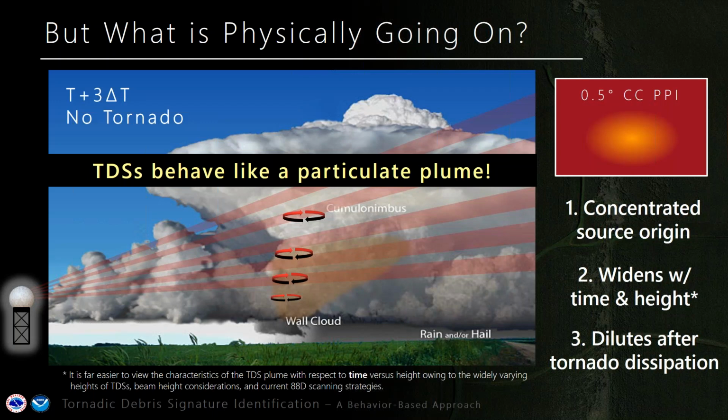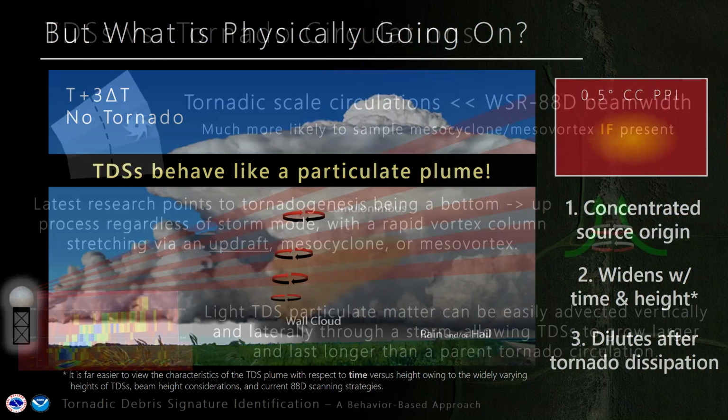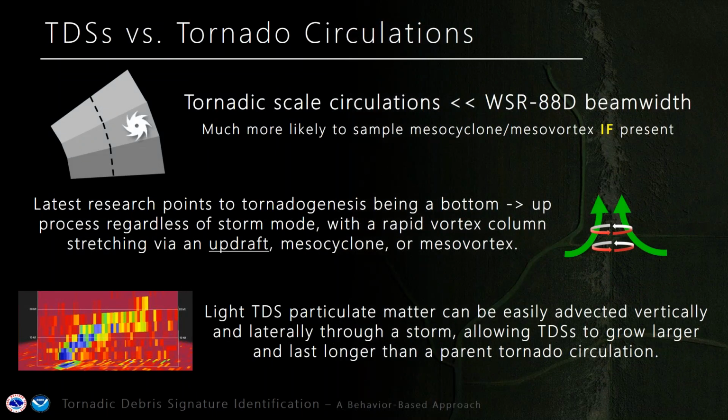And the visibility of this plume is going to depend very much on the environment. So TDSs behave like a plume. So let's stick with that first. And again, we're going to go back here real quick to TDSs versus tornadic circulation, because they're very different beasts. And for any warning meteorologist out there, you know that we really rarely sample an actual tornado scale circulation with the 88D, owing to the fact that our beam width gets too broad within a very, very short distance away from the radar. And if we do happen to sample it, it's usually just a couple gate-to-gate couplets at best. So usually we're sampling the mesovortex or the mesocyclone, if indeed it is present.